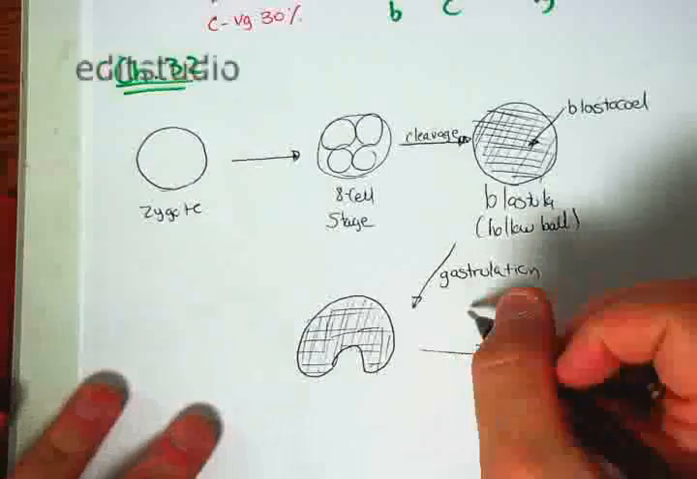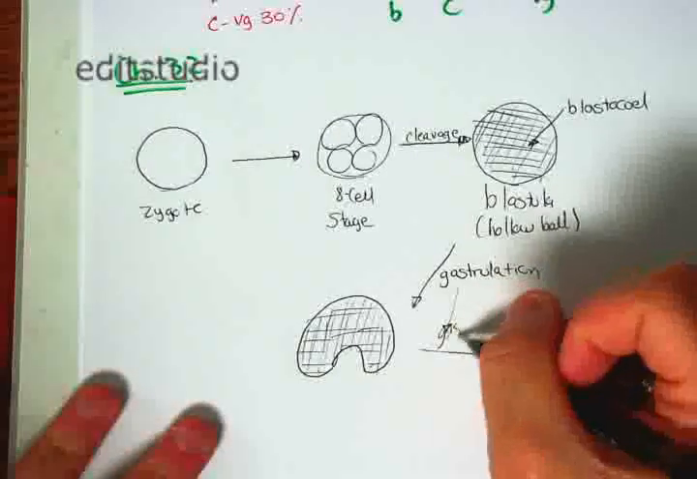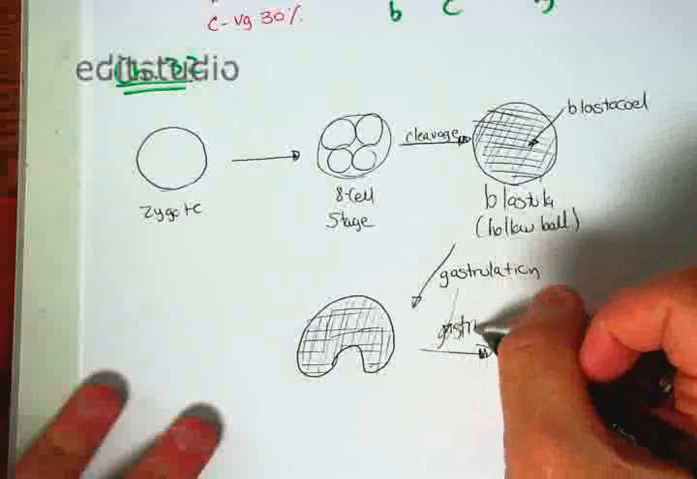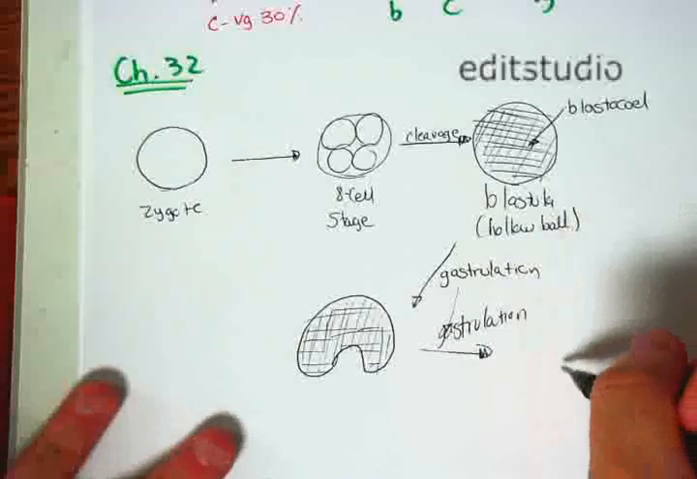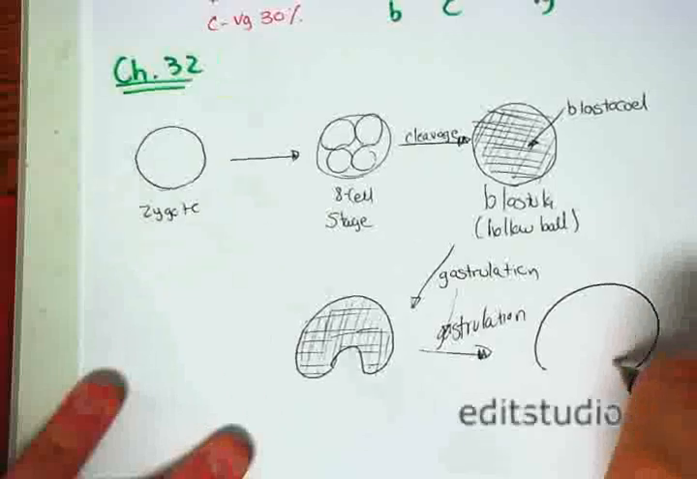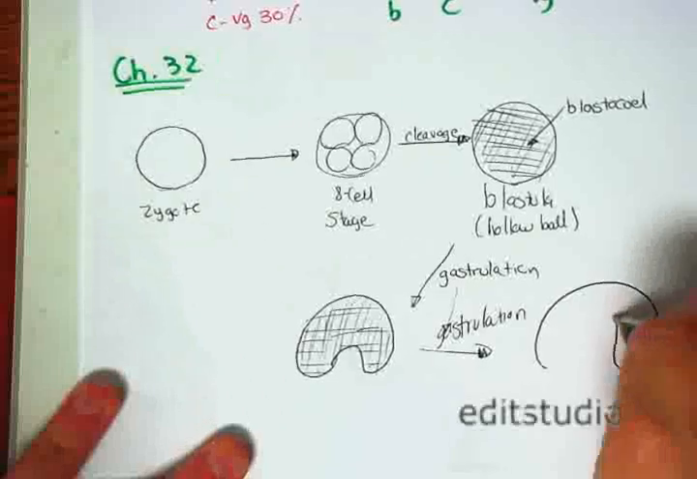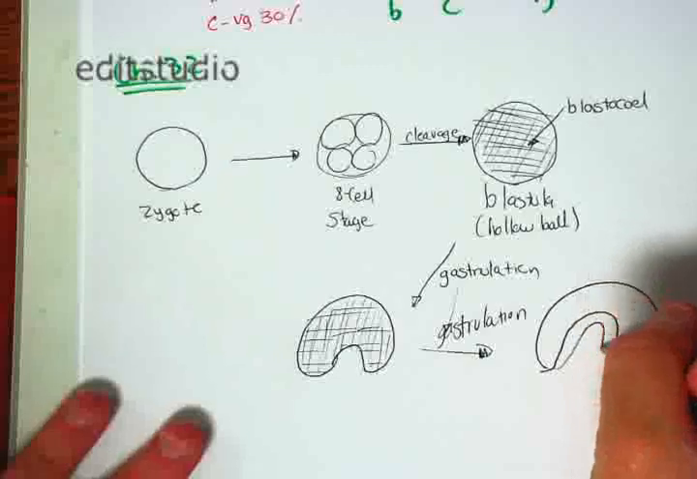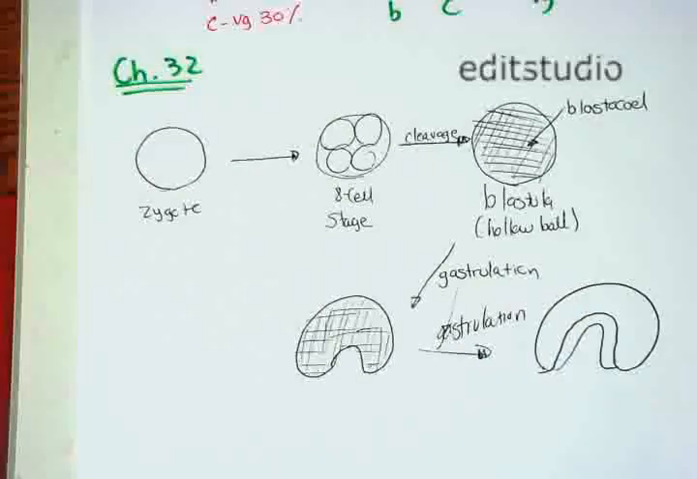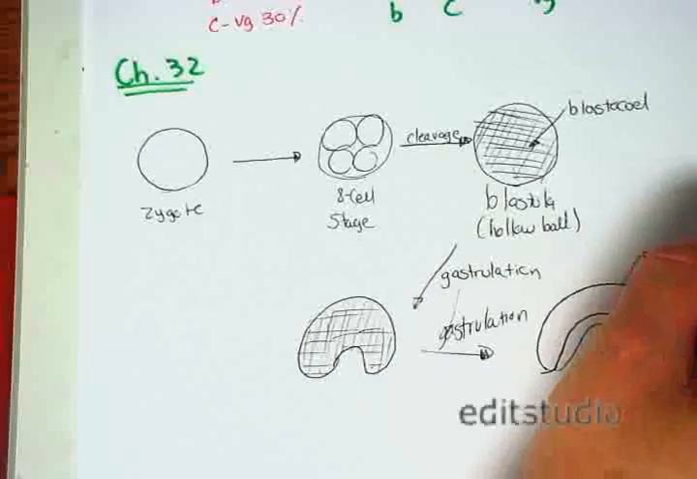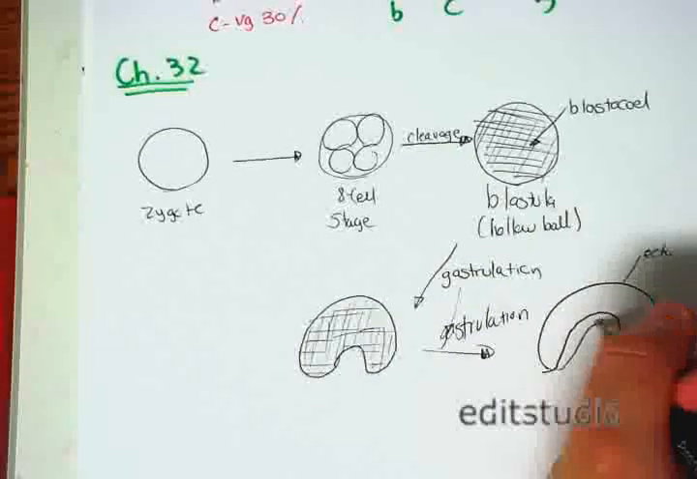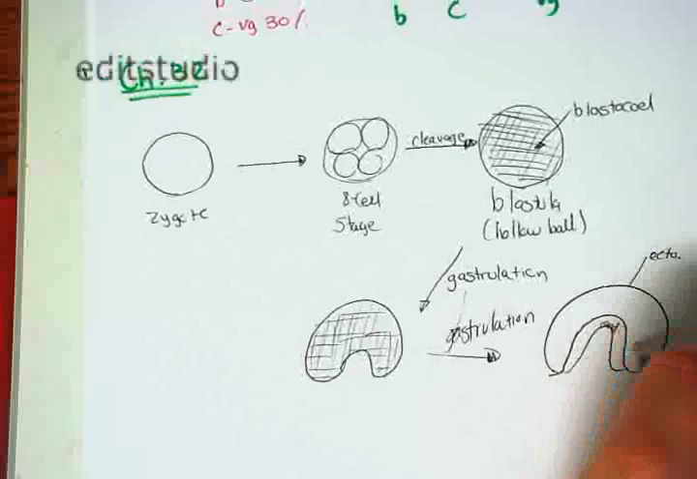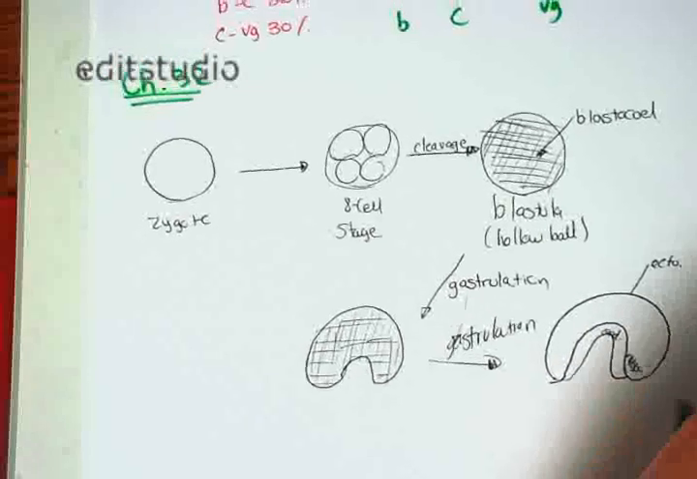After you go through more gastrulation, gastrulation here as well, you end up with this unique structure that has more than one tissue layer. You've got your ectoderm, you have your endoderm, and right here would be some mesoderm right in the middle.